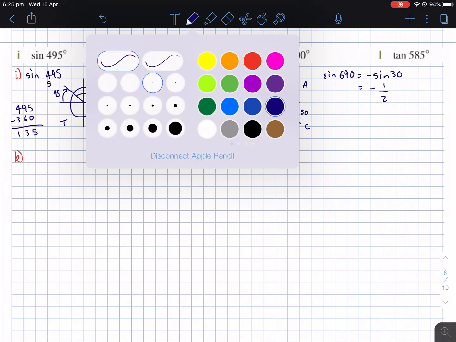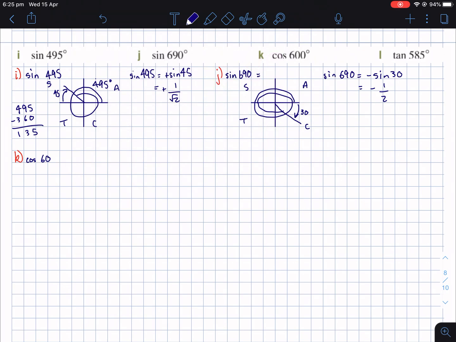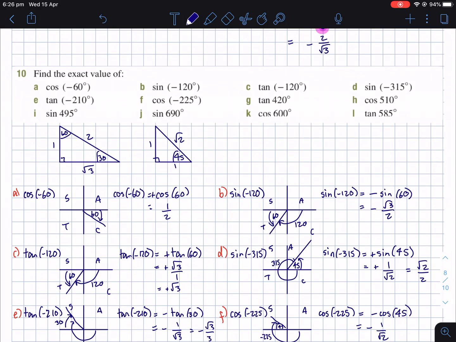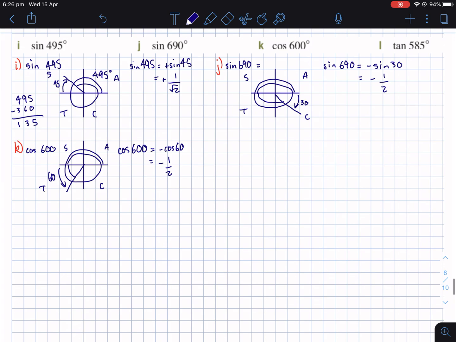We've got cos 600. Which means we've gone all the way around, so that's 360. All the way around here, that's 540, and another 60 down. So this bit is 60. SATC, we're going to be negative, so cos equals negative cos 60. Cos 60, if you remember from our triangle, cos 1 on 2. So we've got negative 1 on 2. You probably just chuck that in your calculator.